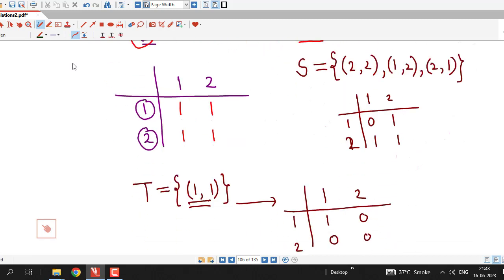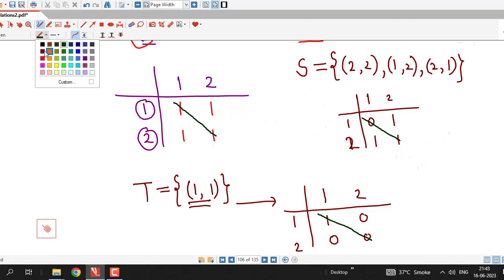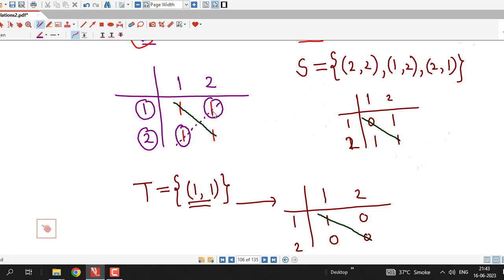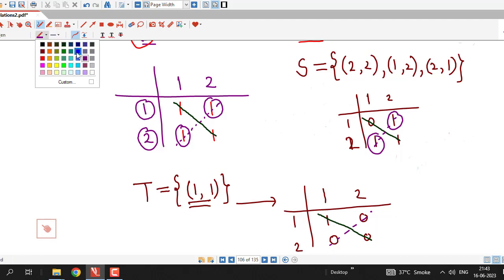Now what is the characteristic of all these relation matrices corresponding to the given relations which are symmetric? If you observe, the entries are symmetric with respect to the main diagonal. I have drawn this main diagonal, and if I consider perpendicular lines here, then you can see entries are symmetric with respect to main diagonal. Here I have 1, so here I have 1. If I have 0 here, then I am having 0 here.